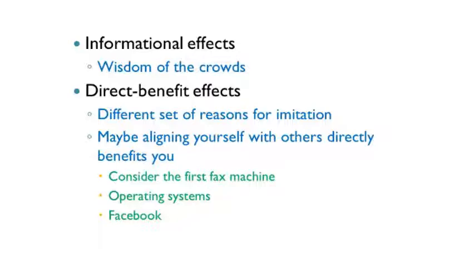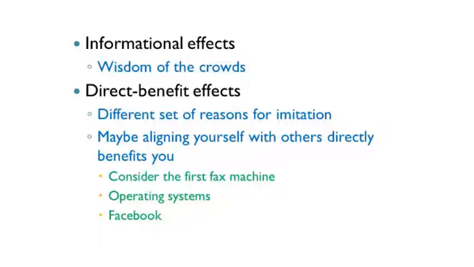There are different sets of reasons for imitation: maybe aligning yourself with others, or a direct benefit to you. Consider the first fax machine. A fax machine is needed only when you need to fax something. You won't go to the store and buy a fax machine just because my neighbor has bought it. Similarly, the operating system: everyone is using a particular operating system, so you must also use it, to have mobility or to transfer data. With Facebook, by using it as a platform you are able to connect. You cannot connect to Facebook using a Skype connection, so that cannot be made.